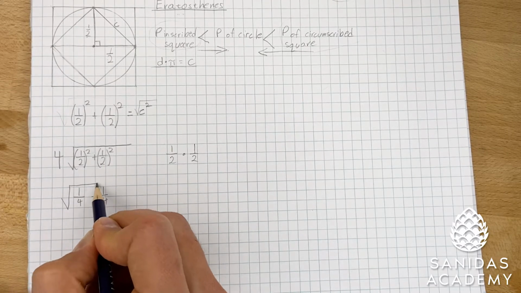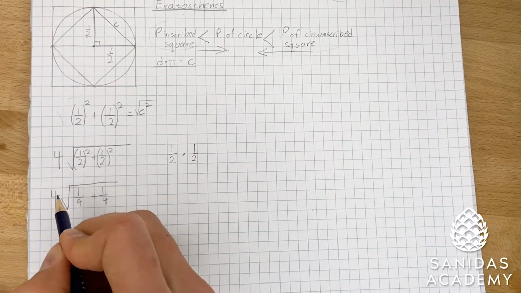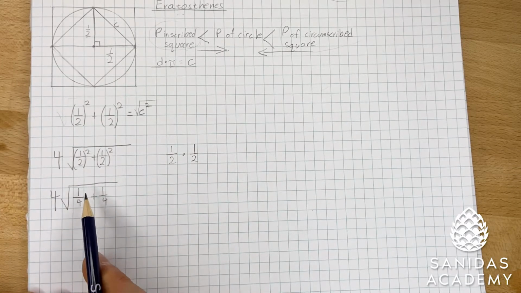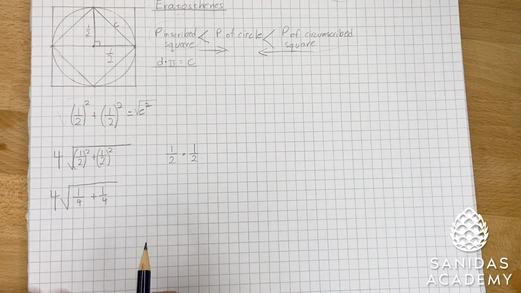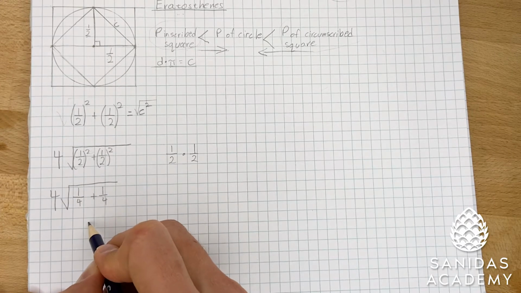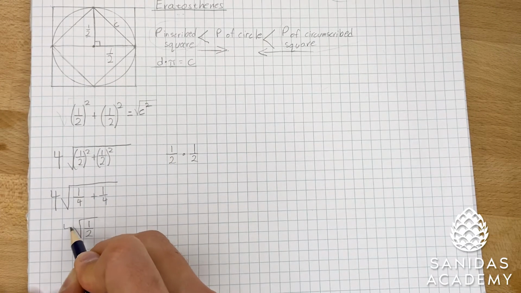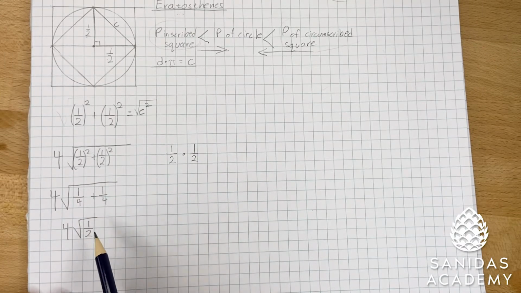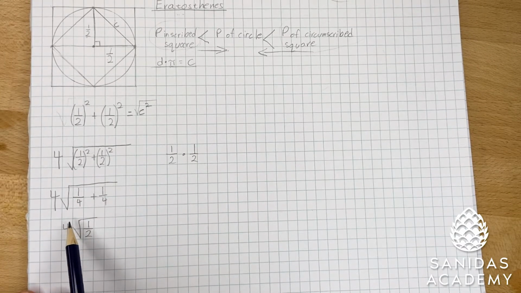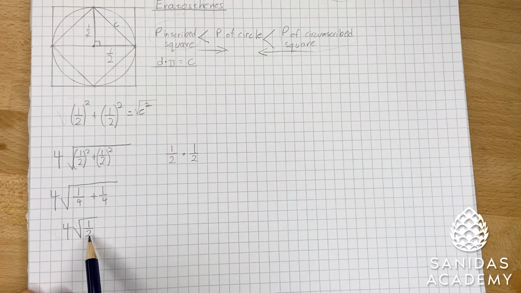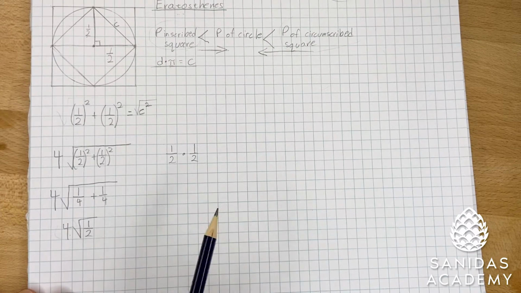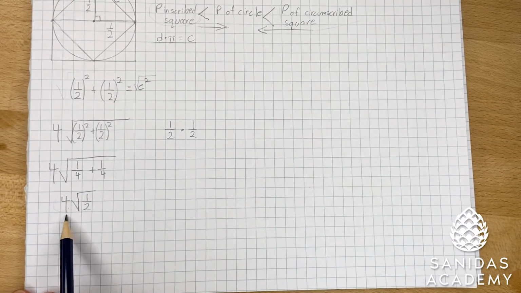Throw them all underneath the square root sign, bring down the 4. We have 4 square root 1/4 plus 1/4. What is 1/4 plus 1/4? It is 1/2. So we put that inside of the square root sign again. We have 4 square root 1/2. Now this 4 out here is being multiplied by the square root of 1/2. But we can show it inside of this square root as well. This 4 would be the answer to square root of 16.